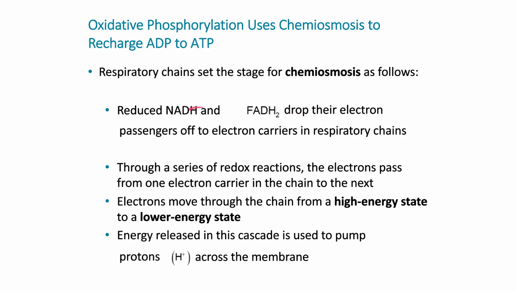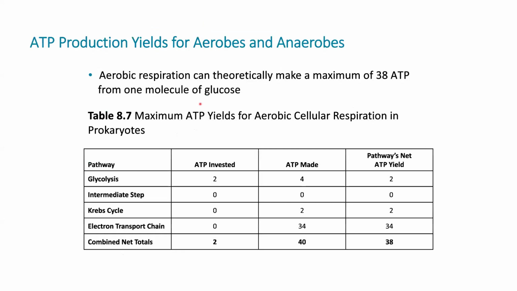And this is basically just kind of summarizing what I showed you in those images, that the reduced NADH and FADH2 drop their electrons off in that chain. And then they go through a series of redox reactions that are going to keep transferring those electrons. And they move from this high energy state to low energy state, ultimately ending up on the terminal electron acceptor and pumping those hydrogen ions out that can then be pumped back in to fuel ATP synthase.